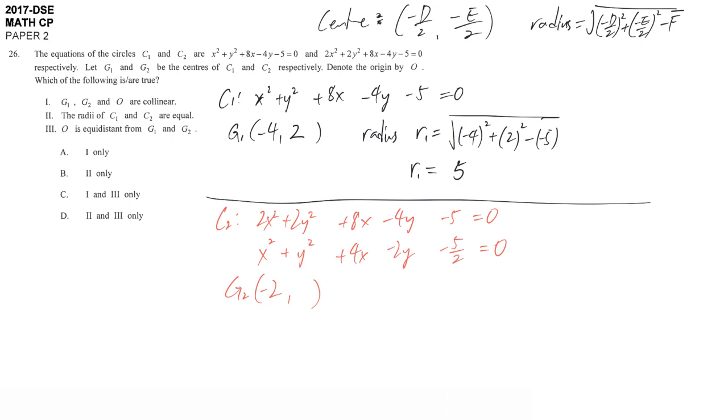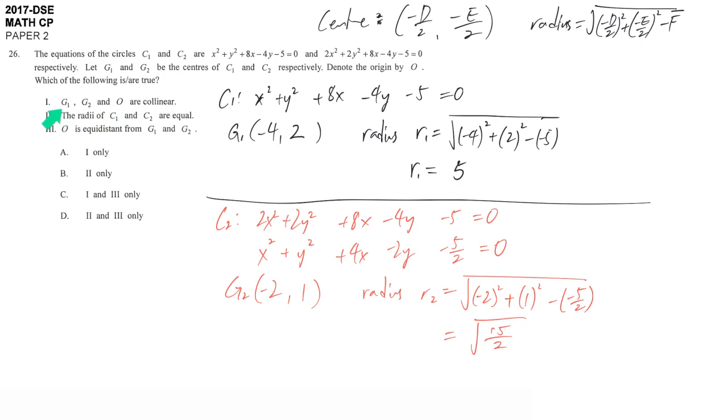Center is negative 2 and 1. Radius R2 is equal to square root of negative 2 squared plus 1 squared and then minus negative 5 over 2. It is square root 15 over 2. We now have enough data, then we start considering those statements.